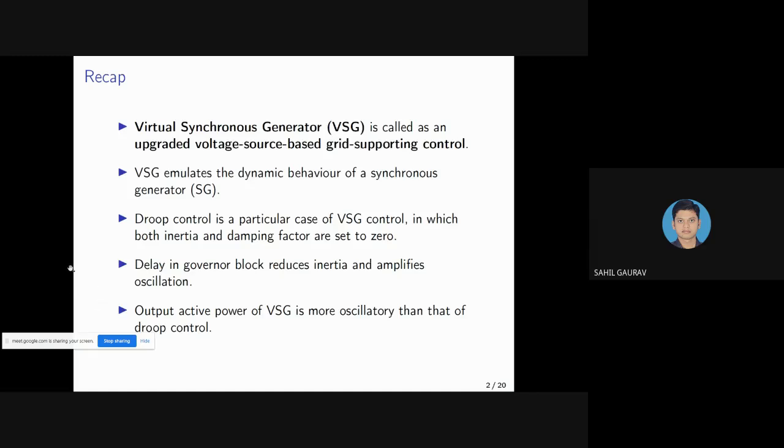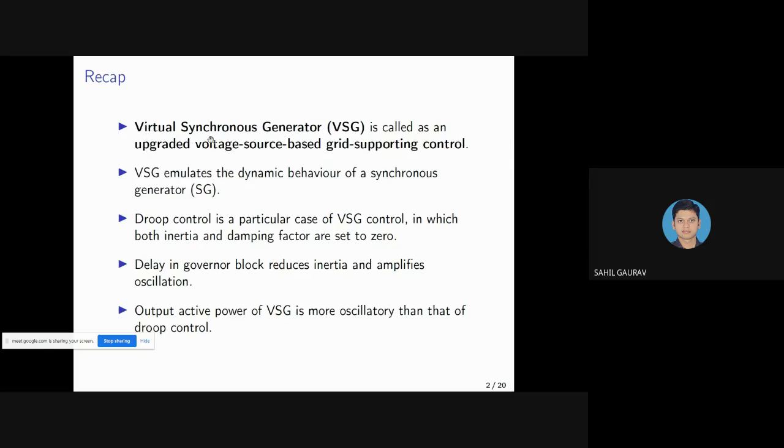In the first lecture, we have seen the general structure of inverter interface, distributed generators, and control methods of grid side converter, in which we saw that there are three control methods of grid side converter. First is grid forming control, second is grid feeding control, and third is grid supporting control. And we made a conclusion from that, that the VSG is called an upgraded voltage source based grid supporting control because it provides inertia additionally.